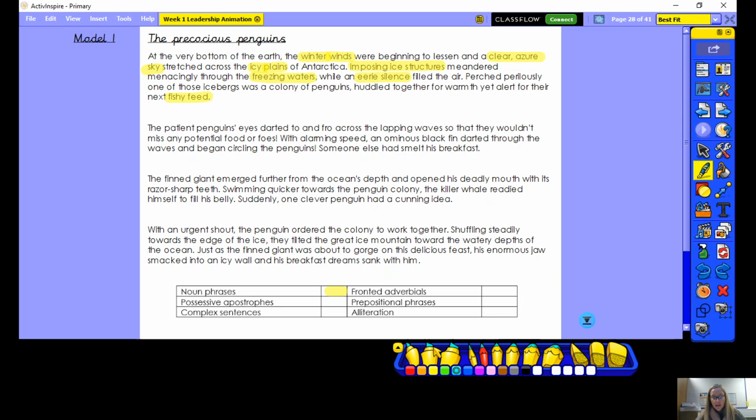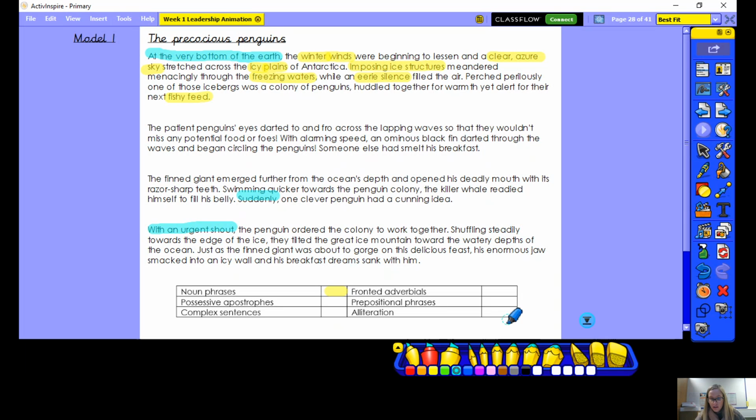Okay, so can you spot any fronted adverbials that start your sentence to tell you when, where or how? Have a little go now. Okay, so at the very top of our page, we've got at the bottom of the earth. So we start with a fronted adverbial here. We also can find some later in the text where we've got the word suddenly and with an urgent shout.